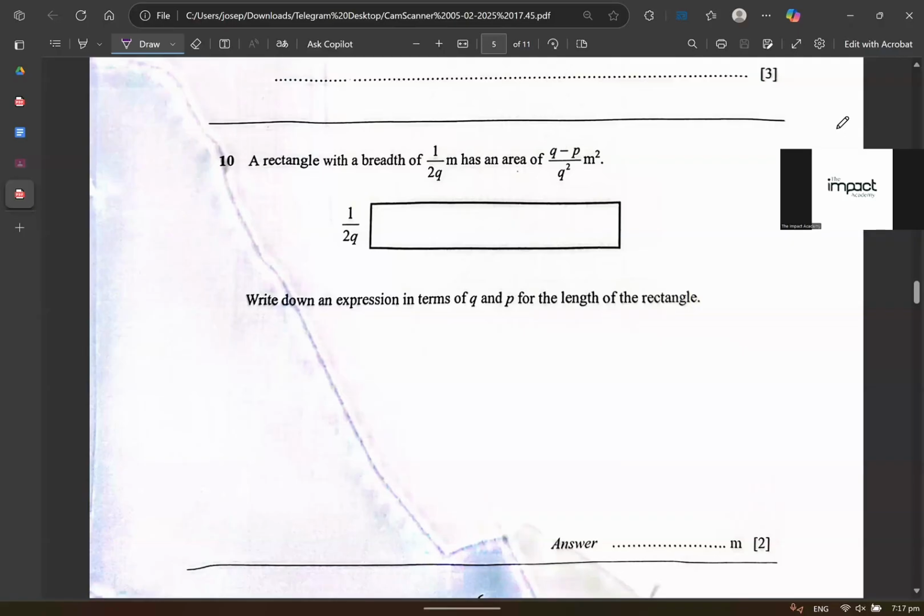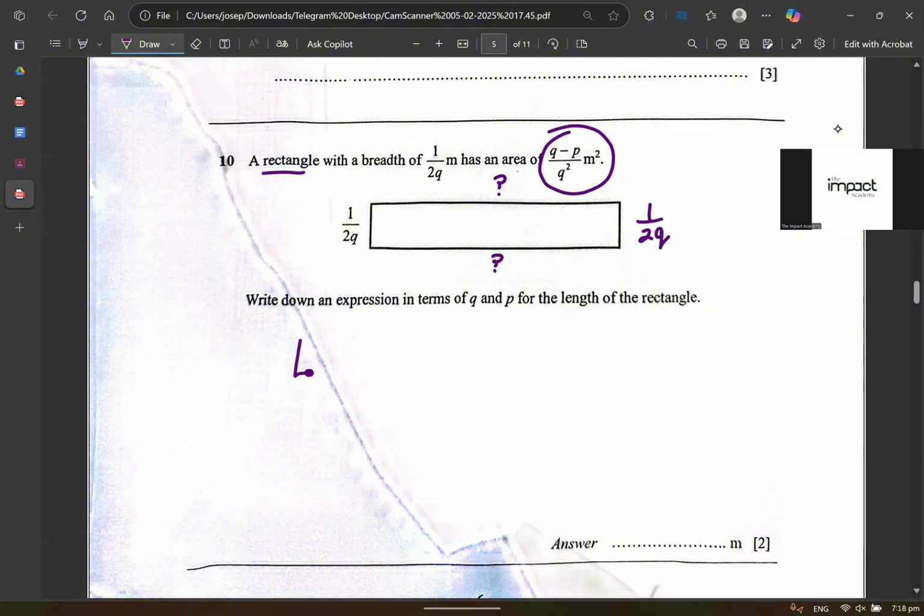Now, in the next question, the question says that a rectangle has a breadth of 1 over 2q. Can you see that? So you quickly write down 1 over 2q. What is the length? We don't know. However, they give us an area already. If I tell you the area, length times breadth is equals to q minus p over q squared. My length, I don't know.